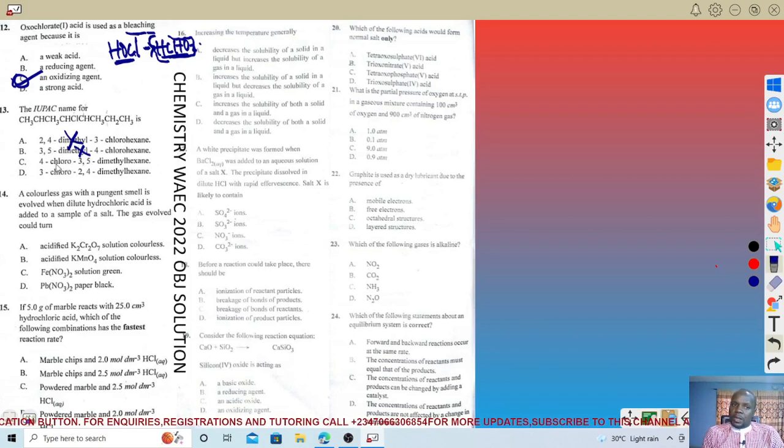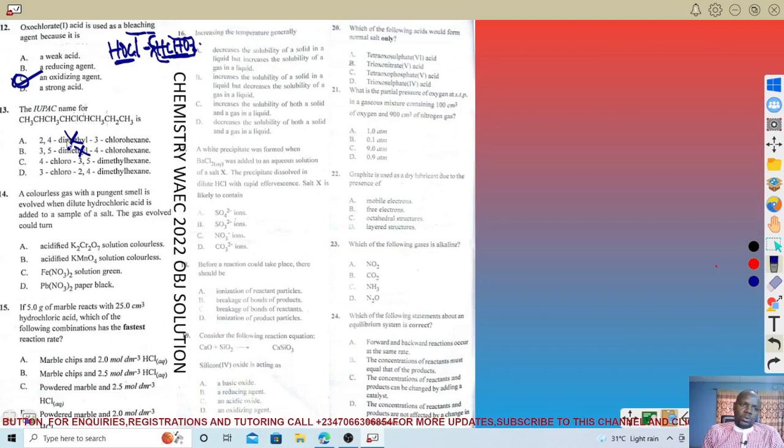So chloro should come first. Then again, I can think about the lowest sum rule. If I don't want to count, but let's count. If I count from the front, 1, 2, 3, 4, 5, 6, it should be farther apart. But if I come from the other side, 1, 2, you can see 3. I hope you can see that's 3 chloro.